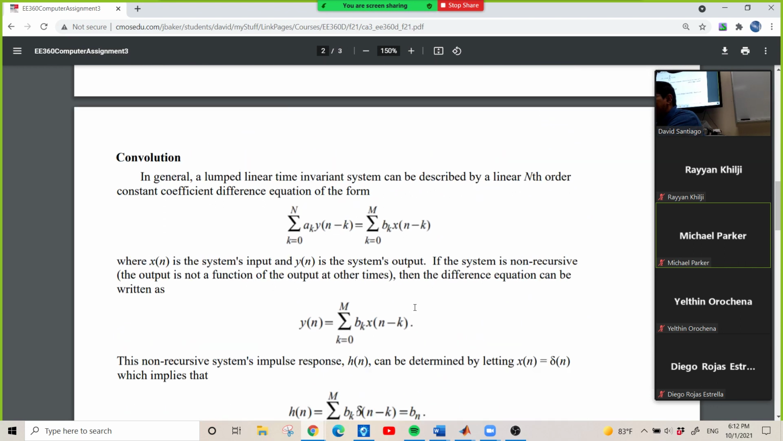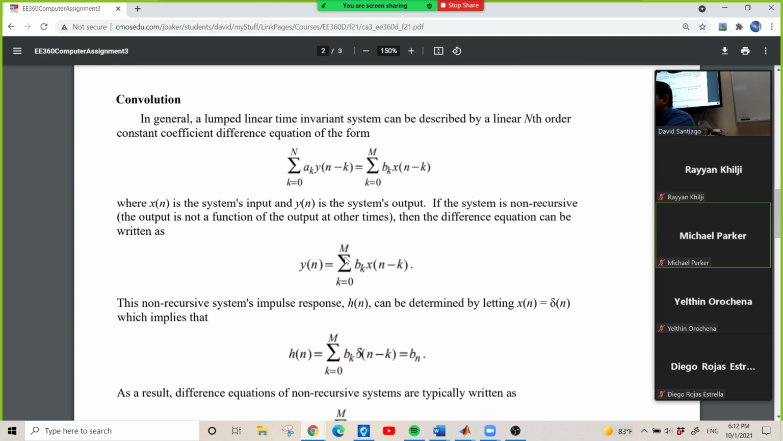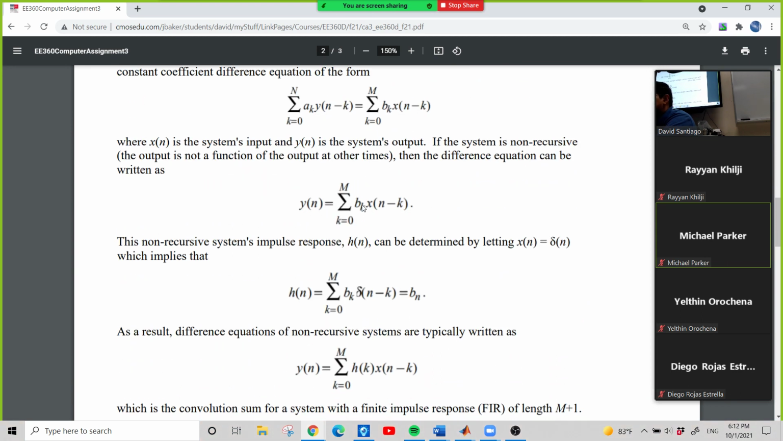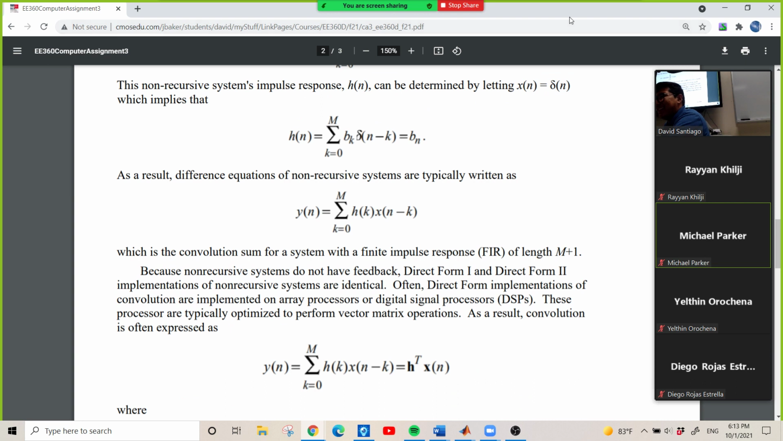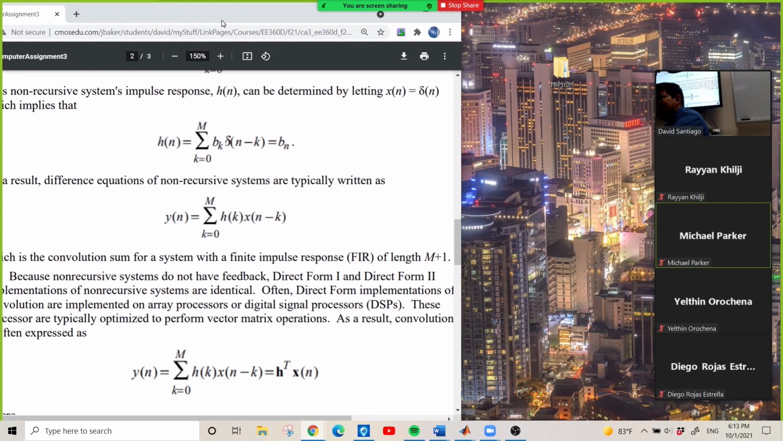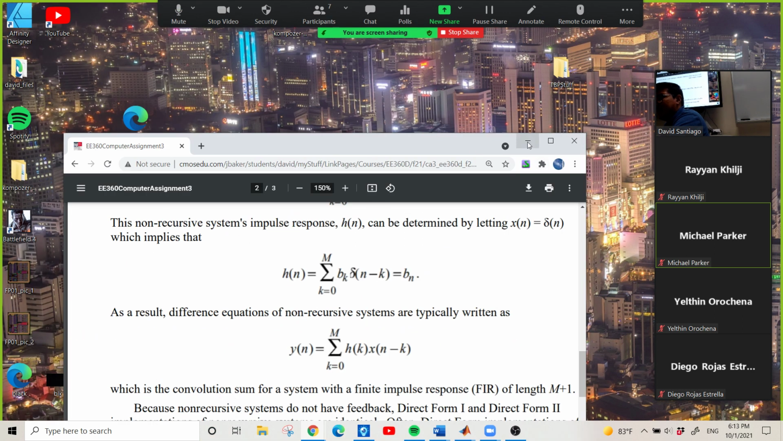So convolution, that's the crazy dance he's trying to make you do. He's like, okay, here's convolution. We have our y of n equal to the sum of b times x of n minus k. We're delaying it. And then he says, to get the impulse response, we put in a Dirac delta as the input, and then you get this b. So, to translate what he has here, let me put that on the side.